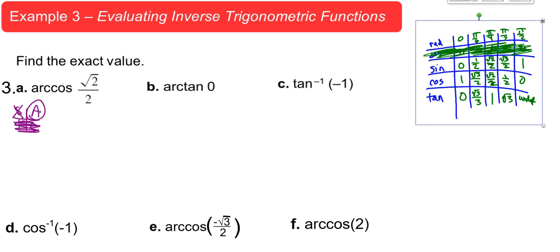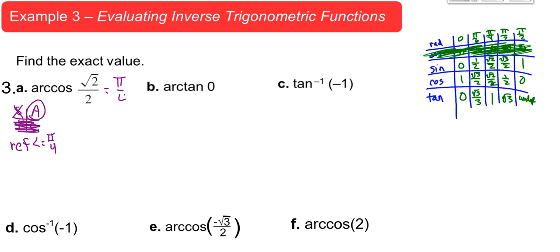Then we find a reference angle on the table, and our reference angle for cosine to be square root of 2 over 2 is pi over 4. Since it's positive, that is pi over 4. So that's the answer for the arc cosine of that one.